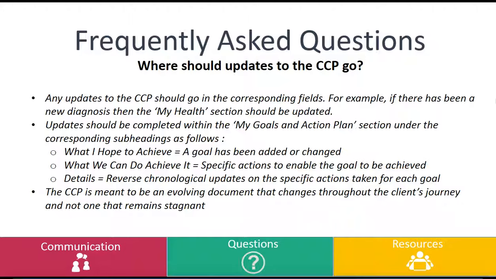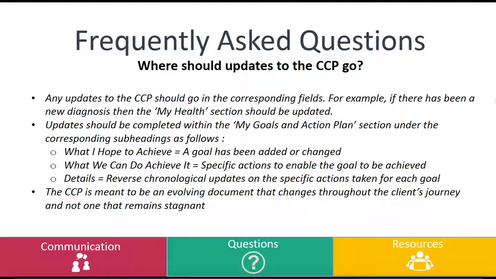So where should updates to the CCP go? Any updates to the Coordinated Care Plan should go in the corresponding fields. For example, if there has been a new diagnosis, then the My Health section should be updated in the Coordinated Care Plan. Updates should be completed within the My Goals and Action Plan section under the corresponding subheadings as follows, and we'll look at this on the next slide to follow.